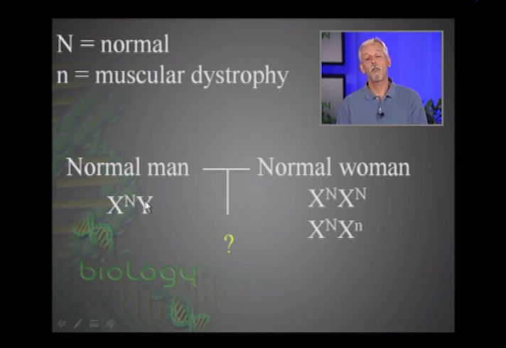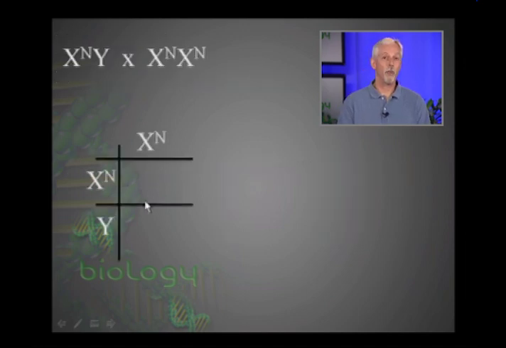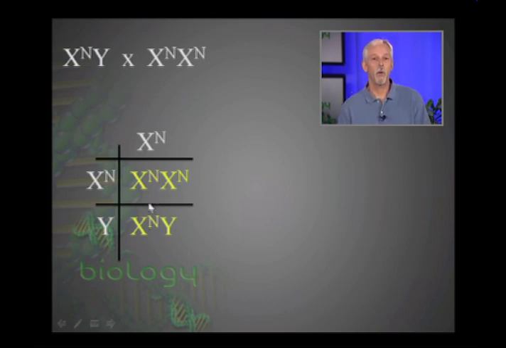So again, to answer this question, we would actually have to look at 2 different crosses. We would have to actually look at a cross between the normal male and the homozygous dominant female. And in that case, it would not be possible to have a child with muscular dystrophy. We would expect none of the women and none of the men to end up with muscular dystrophy.